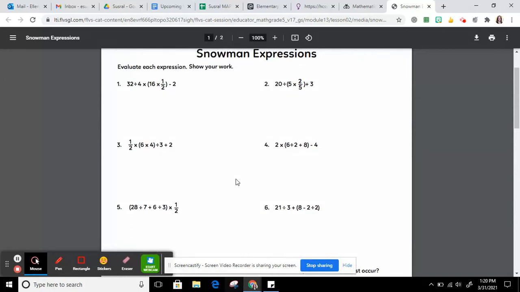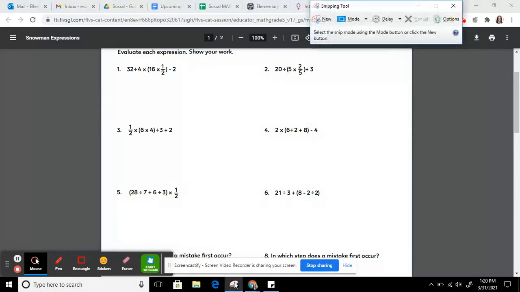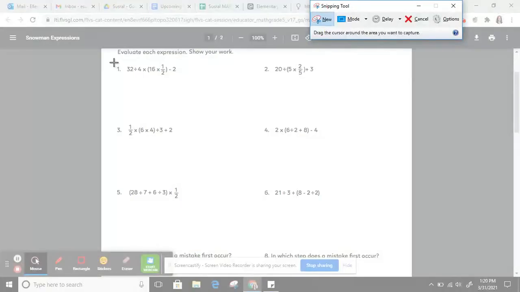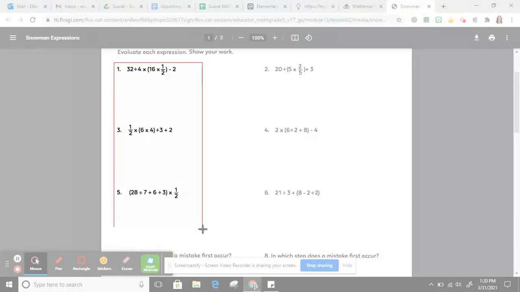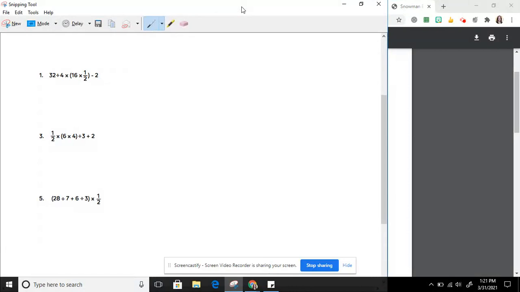I'm going to go ahead and screenshot 1, 3, and 5. So we'll do some of these together. As I said, we're going to do 1, 3, and 5 together. All right, so as I said, we're solving these equations using PEMDAS. So I'm going to write PEMDAS out here.